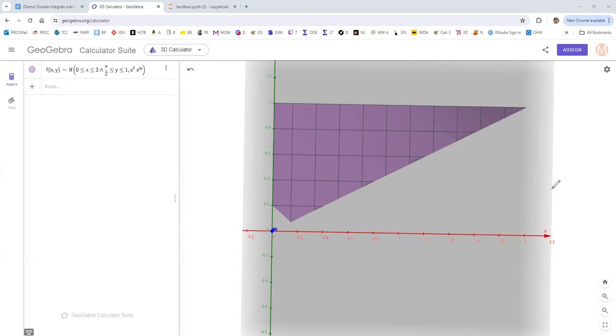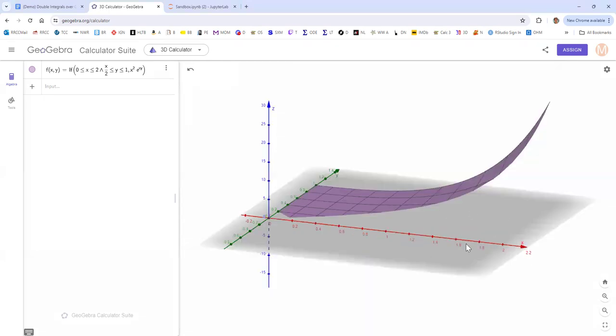All right. Well, that is going to do it for double integrals over general regions. Next up, instead of using rectangular coordinates, we look at using polar coordinates. We'll see you in that next methodology.